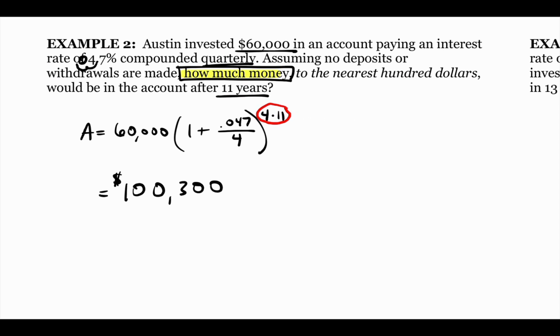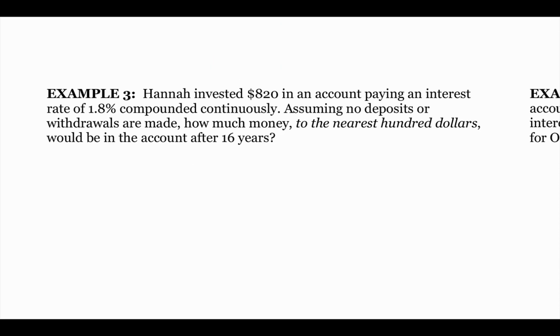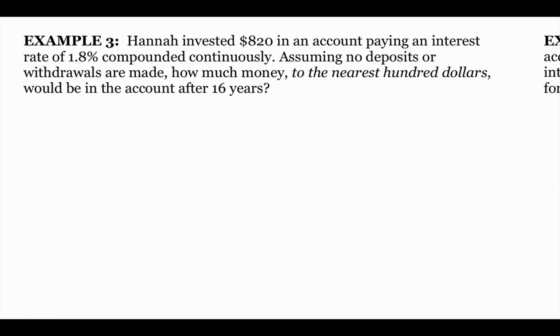So after 11 years, less time, over $40,000, almost doubled. More money, higher interest rate means more return. Okay? All right, let's look at number 3. So number 3 looks like a similar problem. So read number 3 and tell me what's the difference between 1 and 2 and this one here.